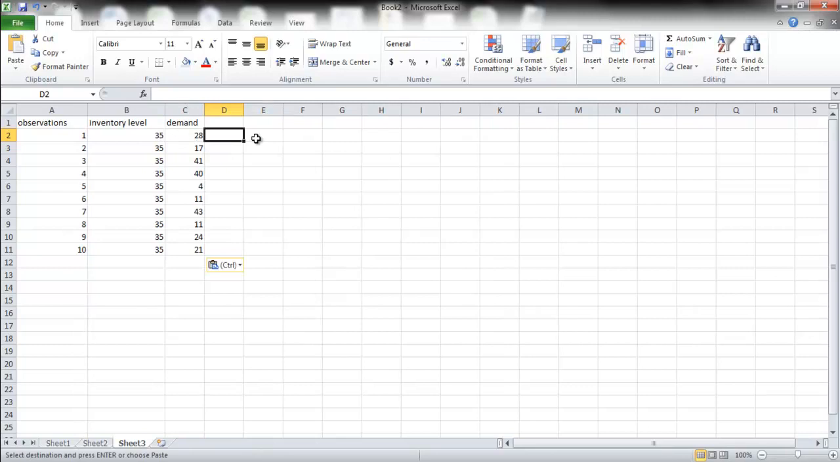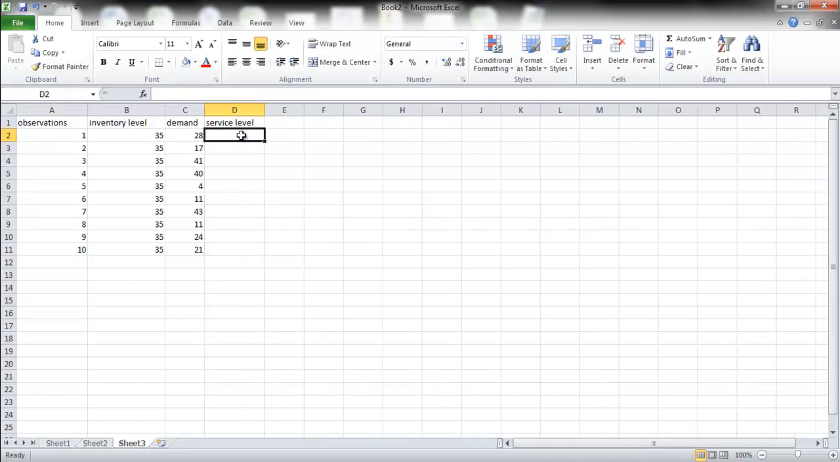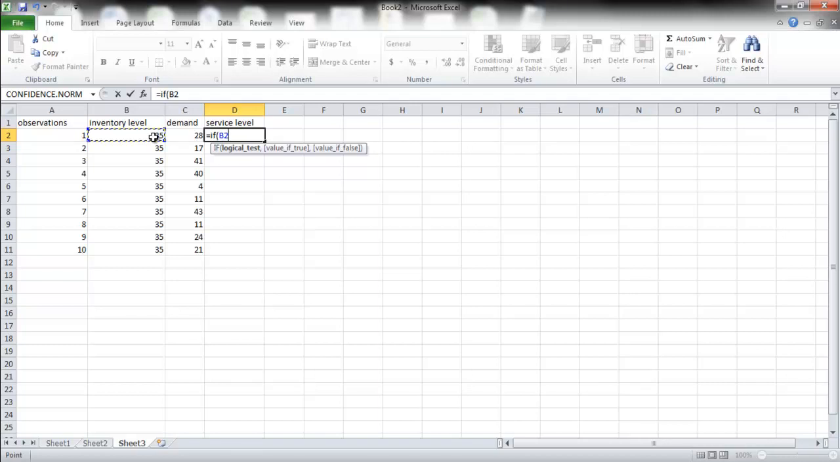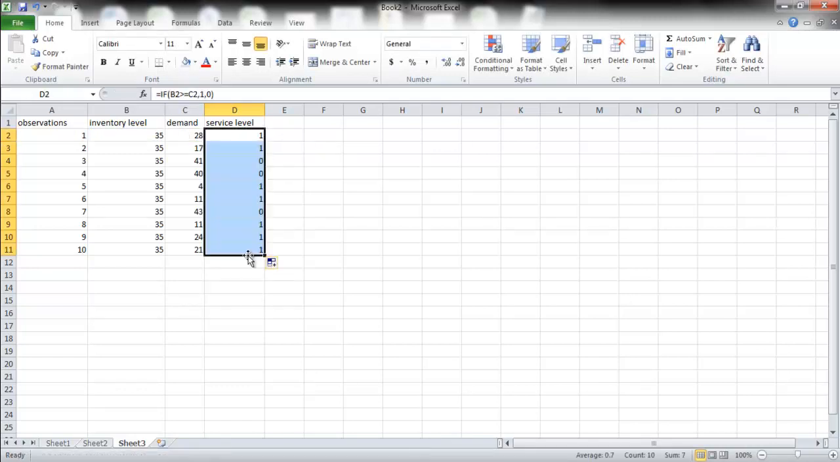So let's measure service level first. Service level simply answers the question, did I stock out or not? And how often did I not stock out? To do that, you can enter a very simple equals IF statement. If inventory is greater than or equal to my demand, then we didn't run out, and we get a point. And when we do run out, we don't get a point.